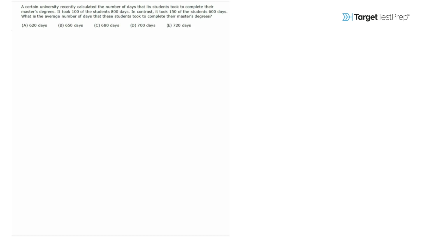So we're trying to determine the weighted average. Now remember, the way weighted averages work is there's usually some sort of quantity, which doesn't have to be in the form of actual integers. We can have percentages or fractions, etc. And there's some sort of statistic. So in this question, we have 100 students times 800 days. And keep in mind, I don't normally put the units there, but I'm going to show you why I'm doing this in a second, plus 150 students times 600 days.